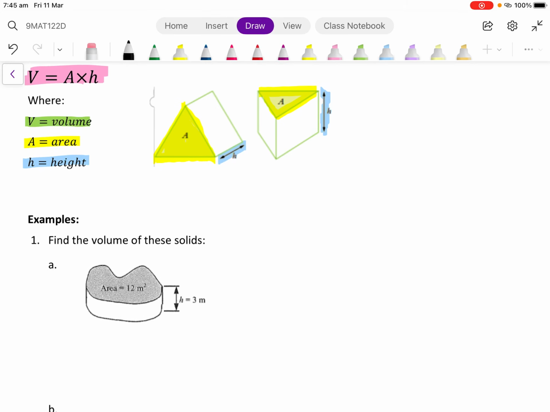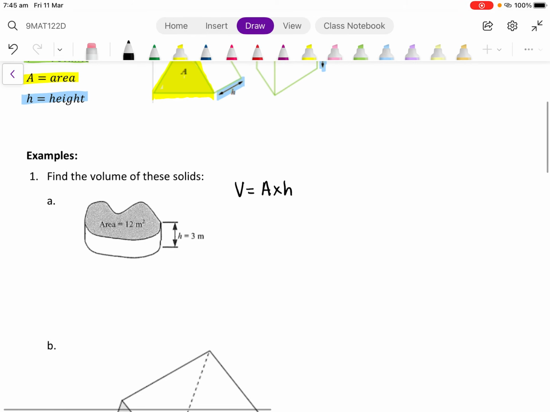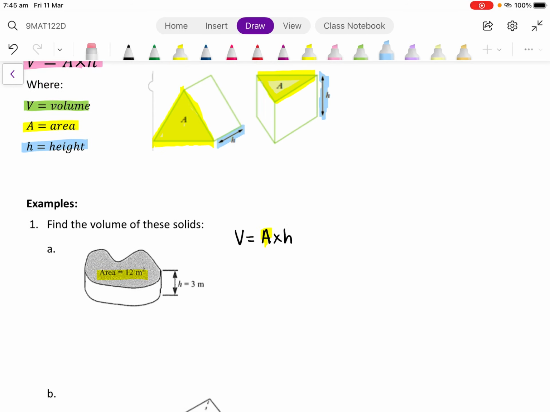So our first solid here, what we want to do is write out the formula V equals A times H. We have been given our area to be 12 meters squared, and then we have been given our height to be 3 meters. So what we want to do is substitute these in. So our area is 12 times our height of 3. And then using a calculator, or you may know what 12 times 3 is, we can find the answer of the volume. And so volume equals 36. And when we're doing volume, it's meters cubed.